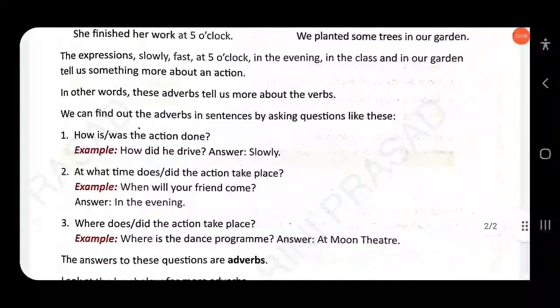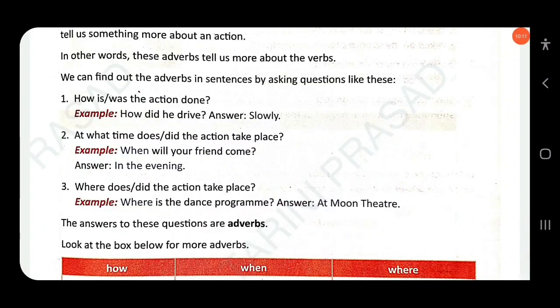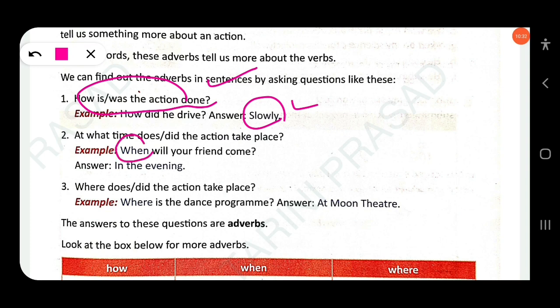So we can find the adverbs in the sentences by asking questions like these. How is or was the action done? This is adverb of manner. How did he drive? Slowly. At what time does or did the action take place? That means to know about the timing of an action, you need to ask the question when. This is adverb of time.